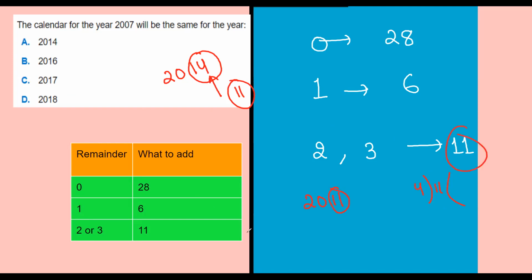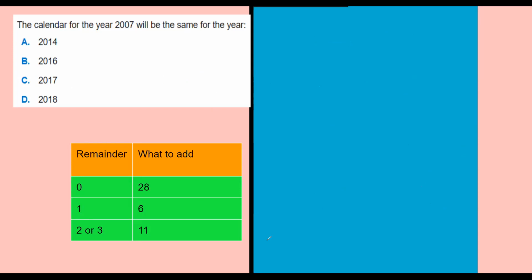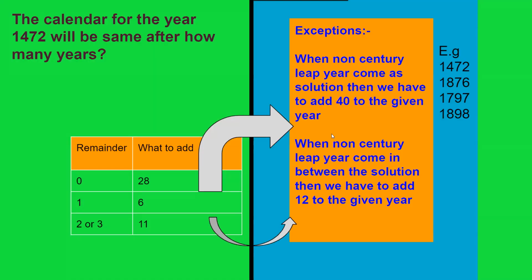So this is a very important technique. You don't have to remember any code. You don't have to calculate the odd number of digits and even number of digits. Just based on this, you can calculate. There are some exceptions to this rule, which I'll discuss. Just see, the calendar for the year 1472 will be the same after how many years?